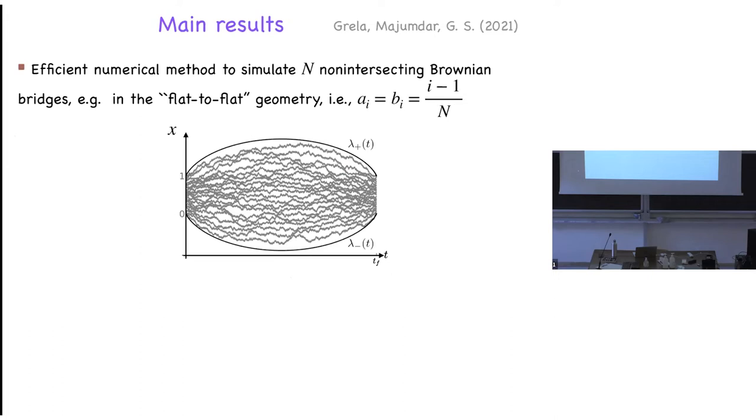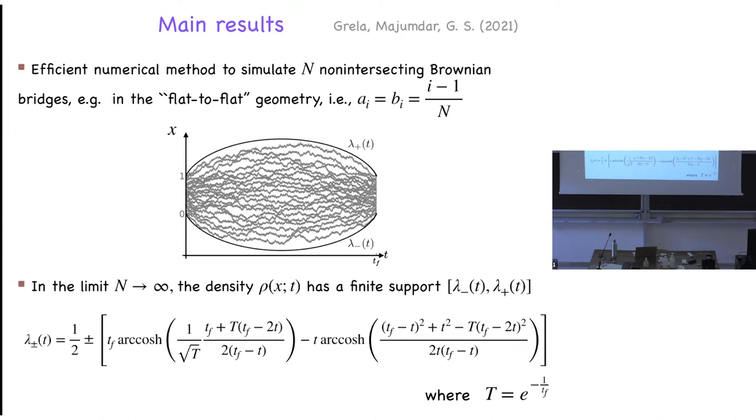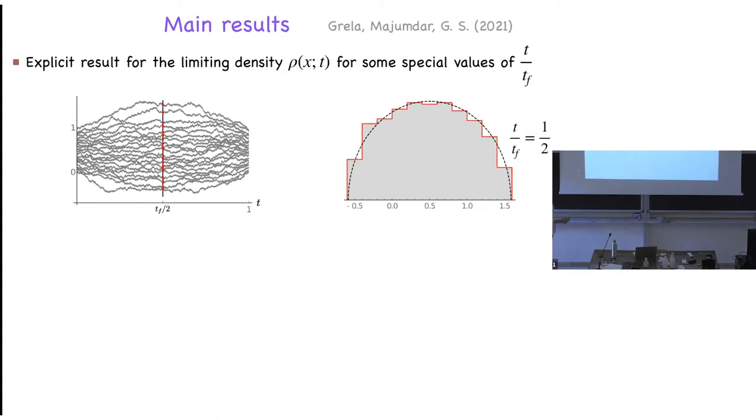And this limiting shape, in fact, one can compute it explicitly. That's a relatively complicated expression, but fully explicit. I will show you how one can get that. And then we can do more than this. So this lambda minus, lambda plus will be just the support of the density at a given fixed time t. And we will be able basically to compute this density.